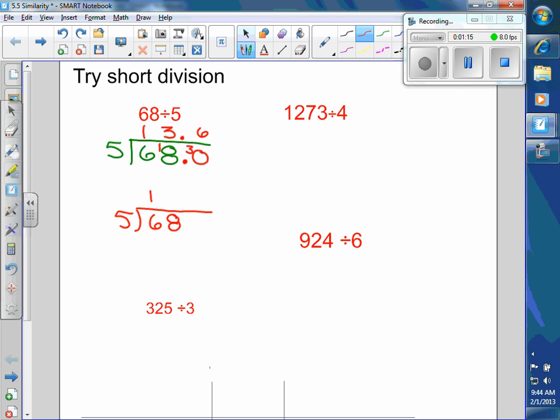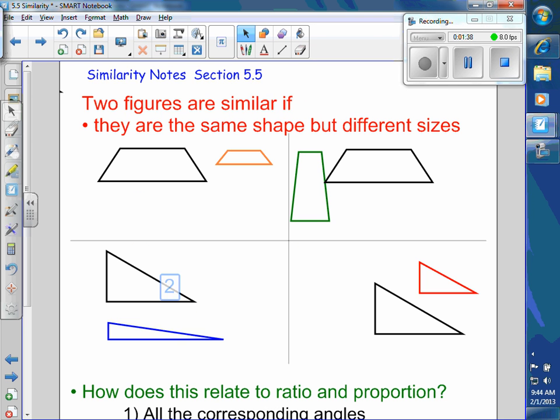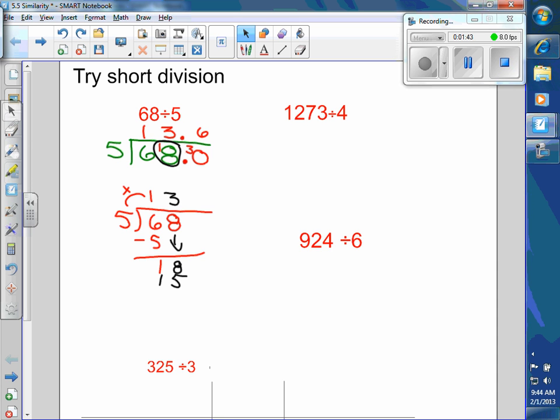5 goes into 6 once, and you just multiply and put the 5 here, and you subtract and you get a 1. And then you bring the 8 down, right? So here's your 18. Right? And so then you do 5 into 18 is 3 times. 3 times 5 is 15. And you subtract and you get a 3.